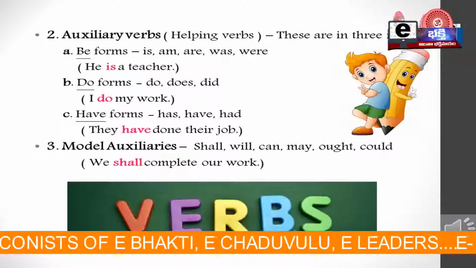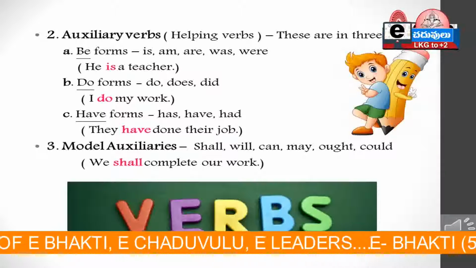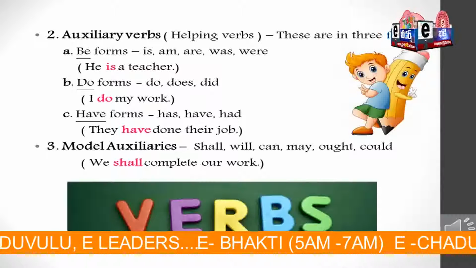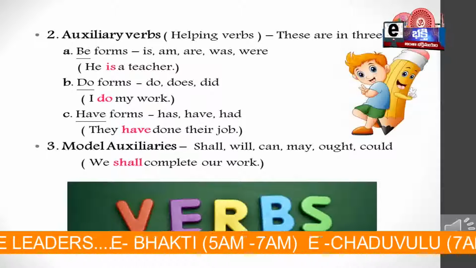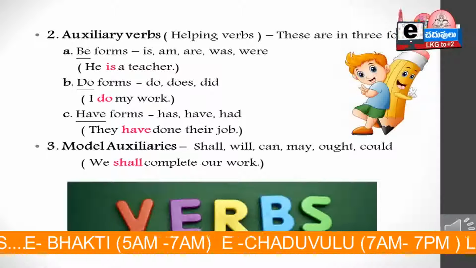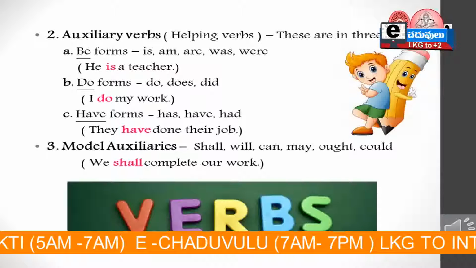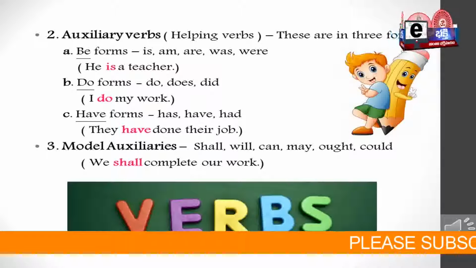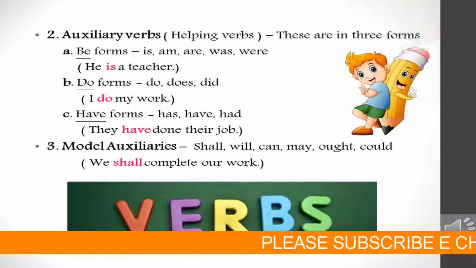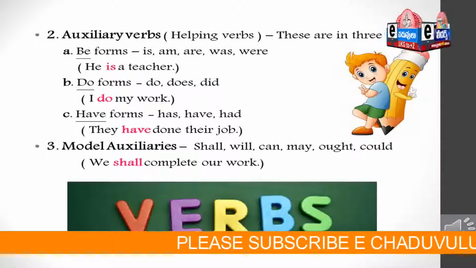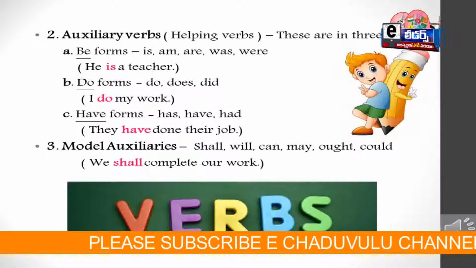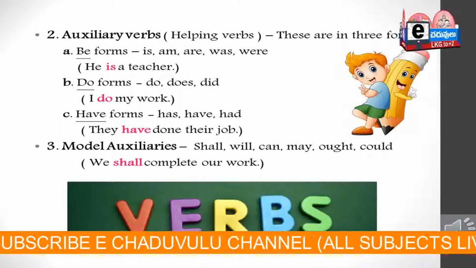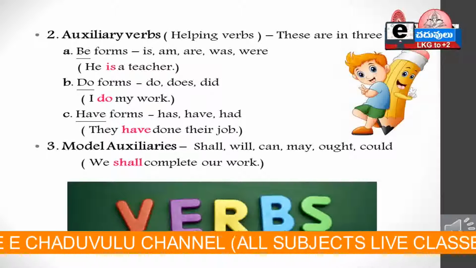Second type of verbs are auxiliary verbs, which are also called as helping verbs. These are in three forms: be forms, do forms, have forms. And in be forms we can see is, am, are, was, were. For example, he is a teacher. And do forms are do, does, did. Like in the example, I do my work. And have forms are has, have, had. They have done their job.